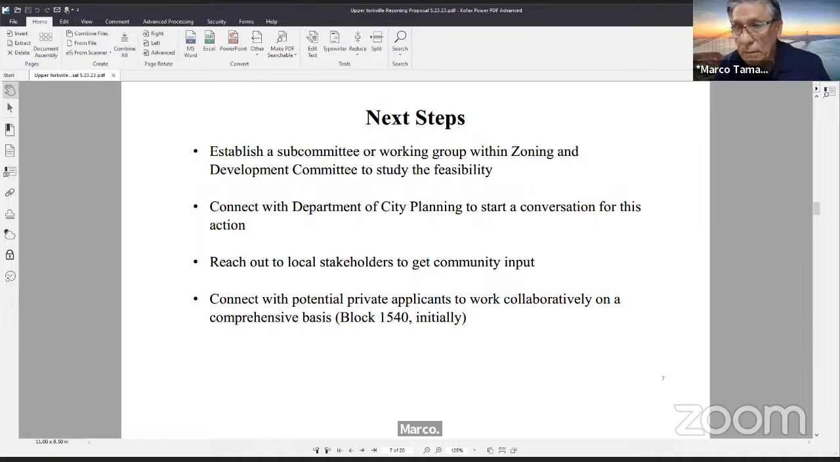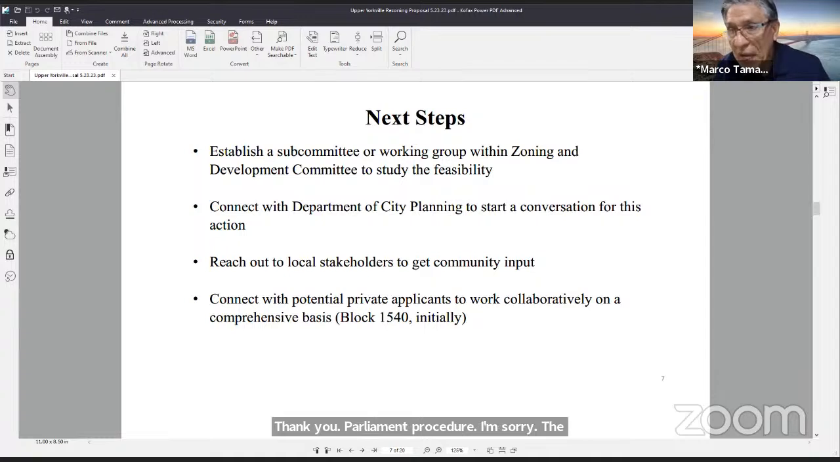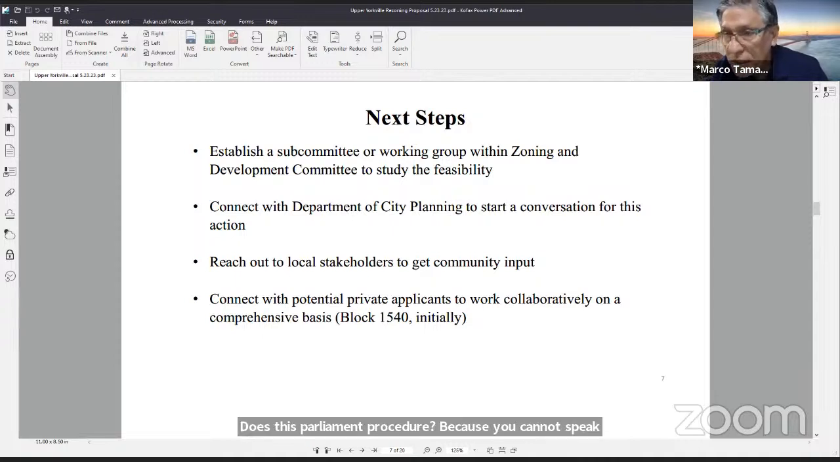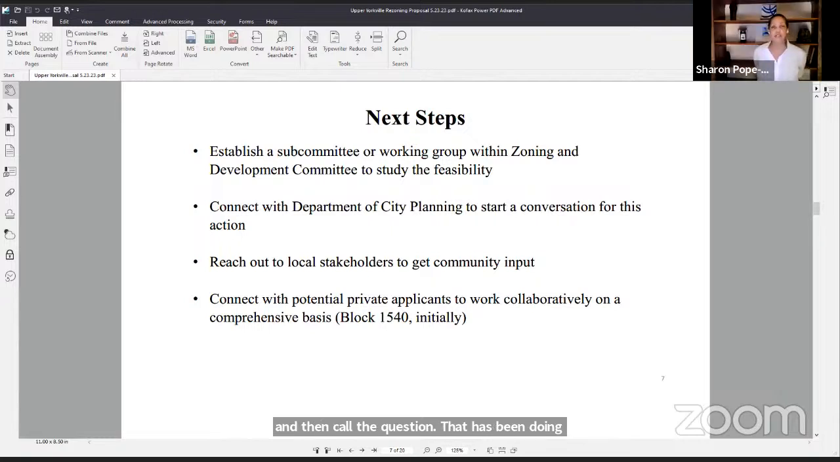Thank you. Parliamentary procedure, I'm sorry. The parliamentary procedure says you cannot speak and then call the question. You must call the question. Judy Schneider is correct. And since she withdrew her substitute motion, I cannot do anything. Since I spoke, I cannot call the question. That is parliamentary procedure, because you cannot speak and then call the question. That has been done erroneously in most of the meetings. Yeah, and that has to be very clear, to be fair, Marco, with everybody.